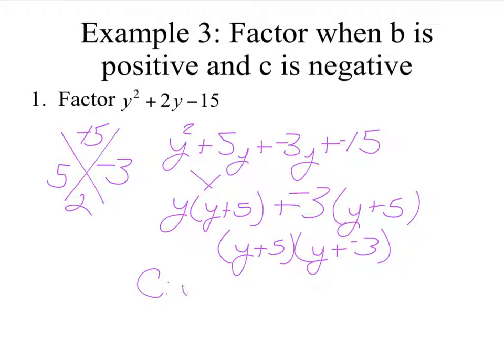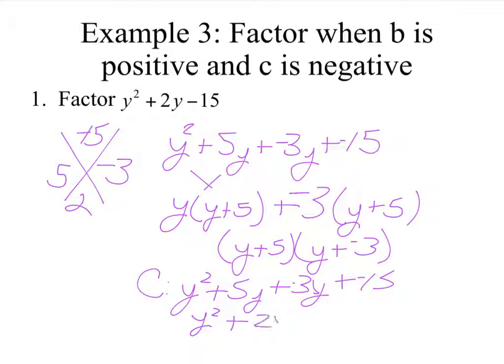Checking by FOILing: y squared plus 5y plus negative 3y plus negative 15, y squared plus 2y plus negative 15. So it does in fact check.